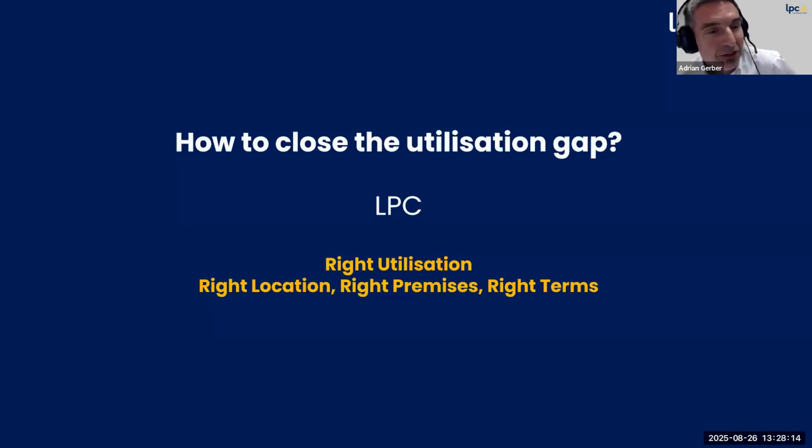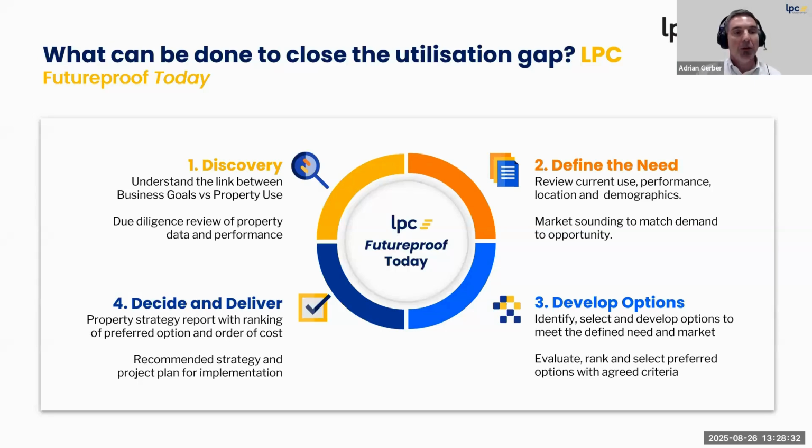Thanks, Rebecca W. It's interesting to hear your crawl, walk, run process for tenants. So at LPC, to achieve the right utilisation, we focus on securing the right location, right premises, and right terms, which ensure tenant-friendly terms that future-proof your lease. To deliver this, we implement a four-step process which encompasses, amongst other elements, the leasing considerations and opportunities.